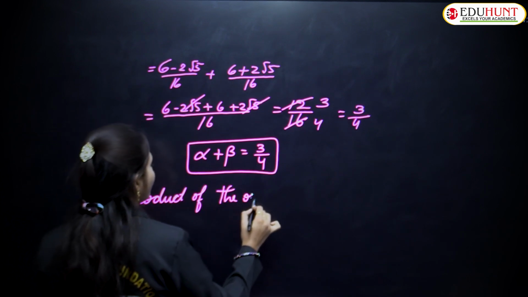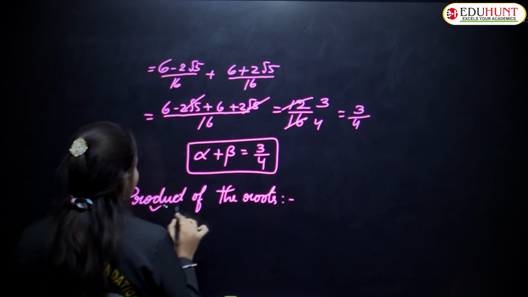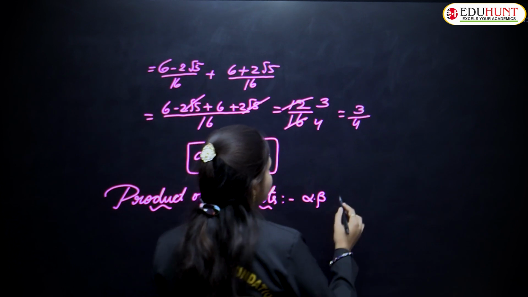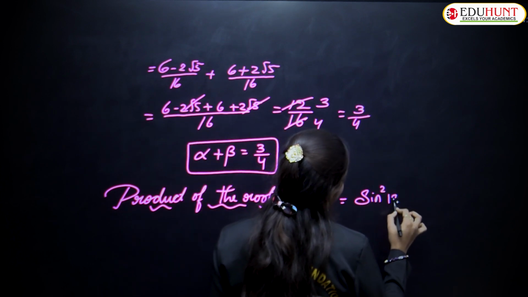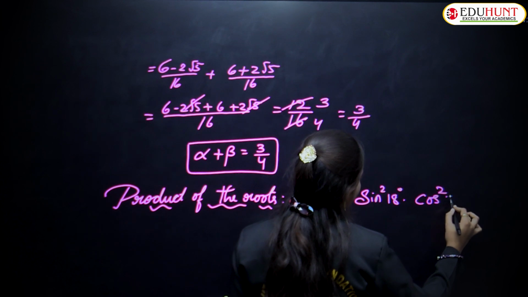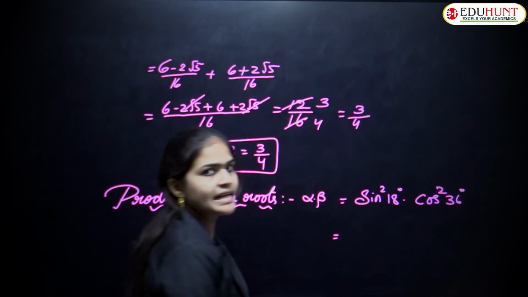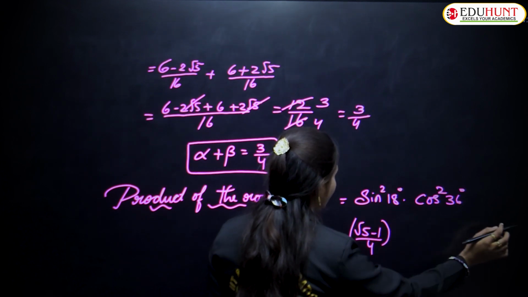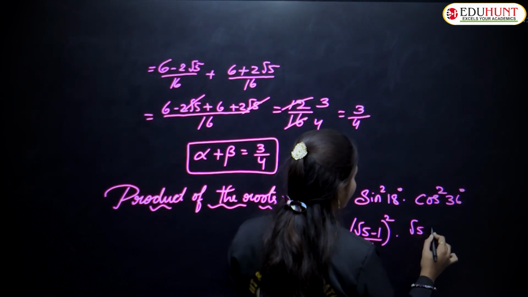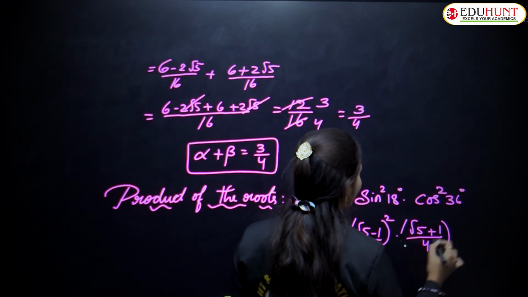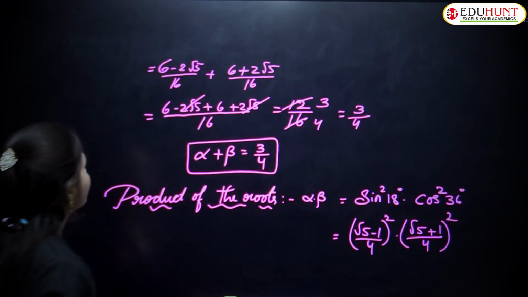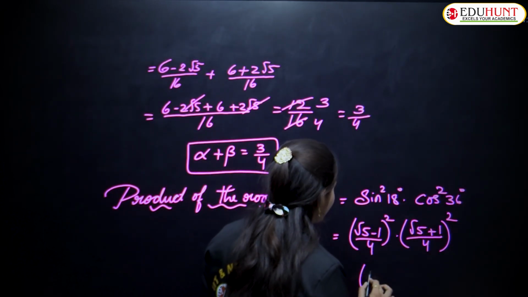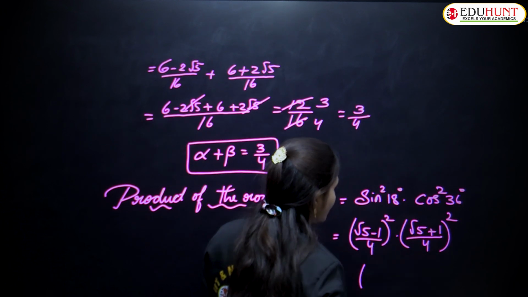We need to find the product of the roots. Product of the roots means alpha into beta. Alpha is sine square 18 degrees, into beta, which is cos square 36 degrees. So sine square 18 degrees is root 5 minus 1 by 4 whole square, into root 5 plus 1 by 4 whole square. Which equals, just take that 16, 4 into 4 is 16, no?